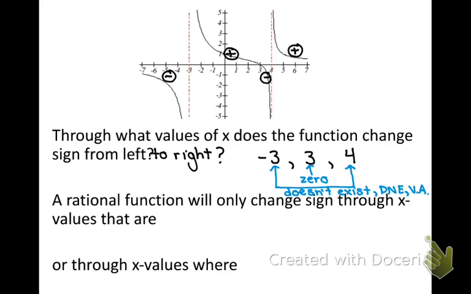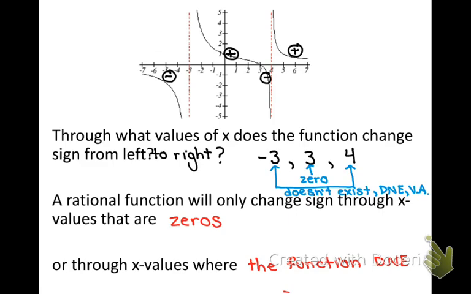It's important to realize that both are important and both are going to make that list of where the function changes sign from left to right. Now, a rational function, two criteria we just talked about, will only change signs through x values that are zeros or through x values where the function does not exist. So that happens where we have those vertical asymptotes.